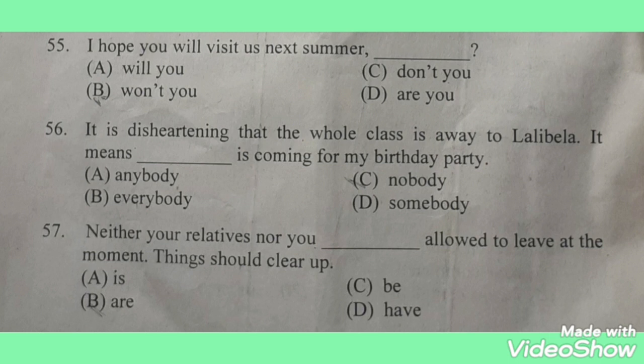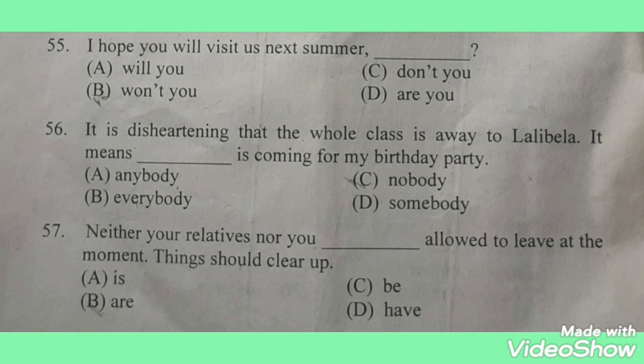Within the statement, the verb given is will, and we need to change the will into negative. So the answer is B, won't you. The negative form of will you is won't you. That's why we have to use won't you.